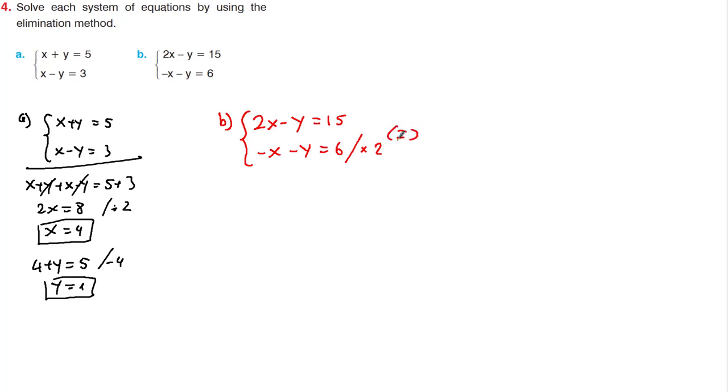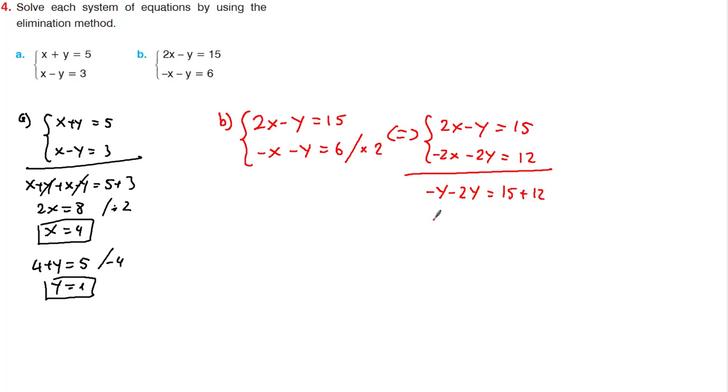So now we do get 2x minus y, it's 15, negative 2x minus 2y, it's 12. So now adding side by side, these two terms will cancel. So minus y minus 2y is 15 plus 12. Negative 3y is 27. So that makes y equals 27 over negative 3, that's negative 9.